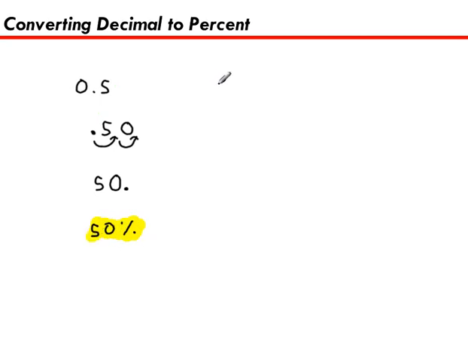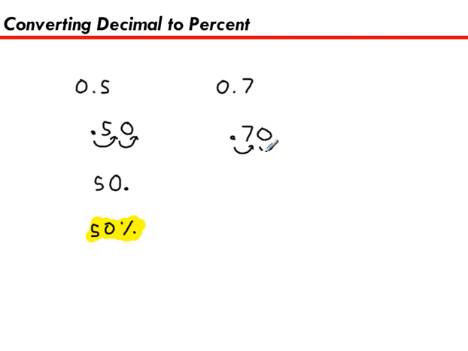So let's go through that quickly one more time. I'm going to convert 0.7 into a percent. I'm going to drop this placeholder 0, which is to the left of the decimal point, so I have 0.7. Now I need to hop this decimal point 2 places to the right, but there's going to be a blank, so I'll add a 0.